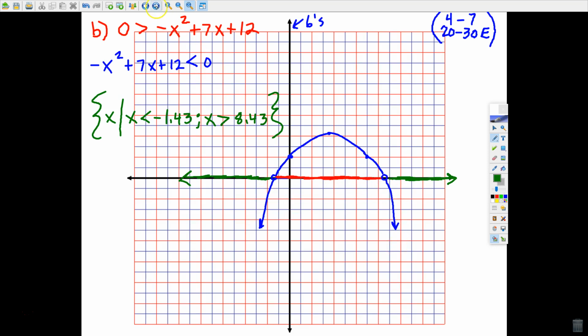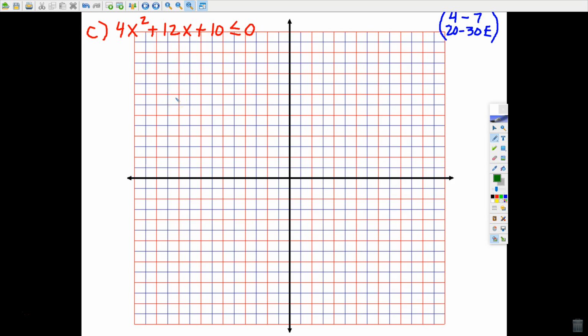Alright, let's try another one. Okay, so here we are again with this quadratic. Let's look at it as an equation.